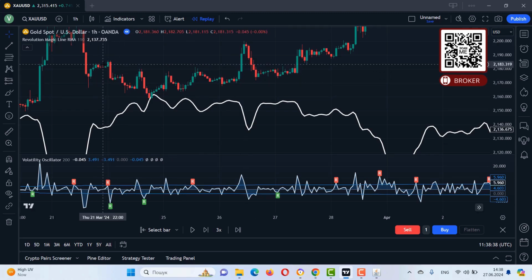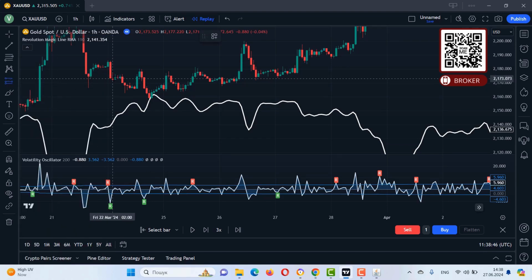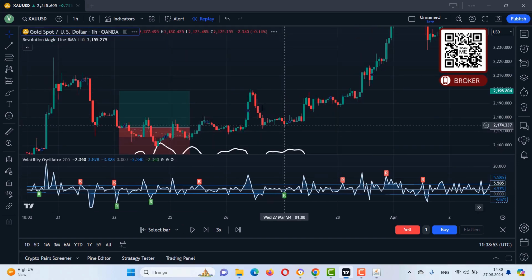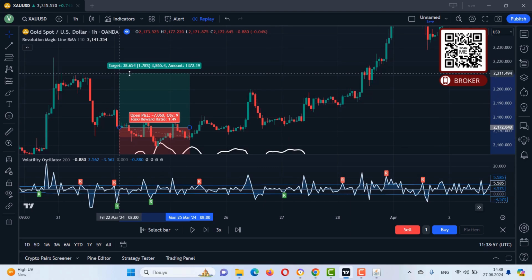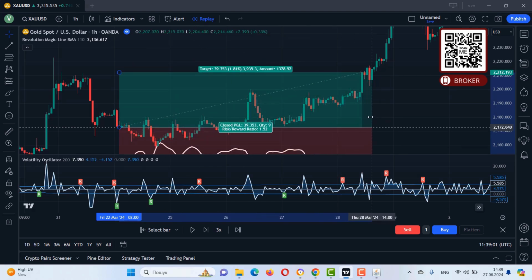Next, let's see how this will work for us. On this spot, we open a buy position and set a stop loss and take profit. As you can see, on this spot, we would have recorded the deal, and we received income.